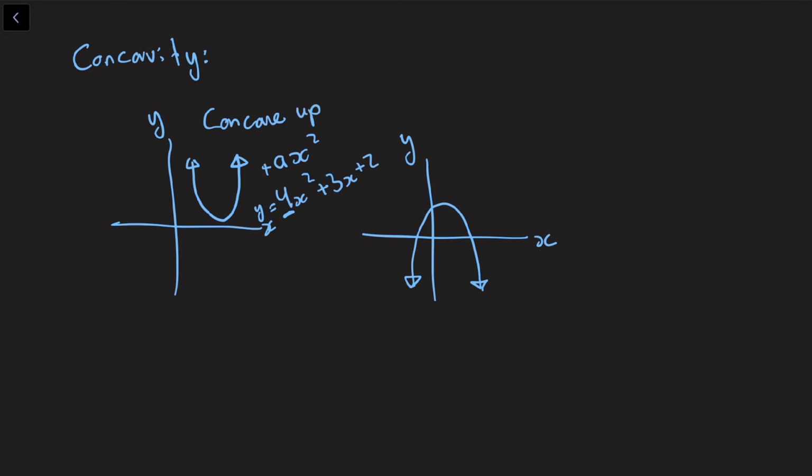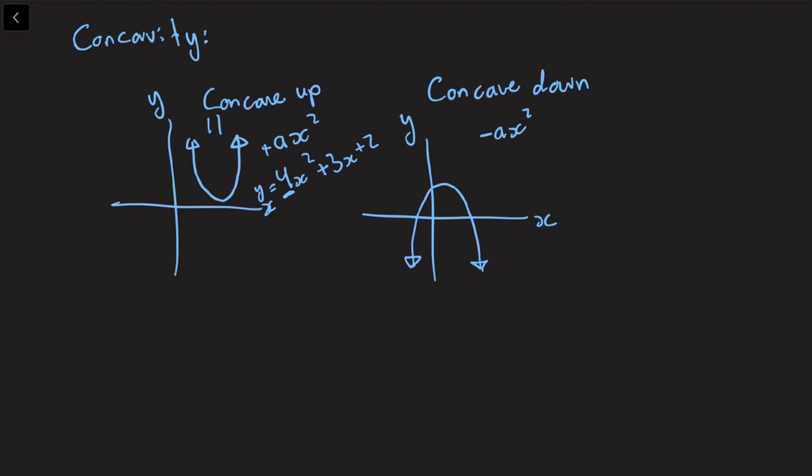However, when the a value is negative, it's concave down. How I like to think about this is when you're positive, you're happy, you can kind of see a smiley face right there. But when it's concave down, you're pretty sad, you're negative, you can kind of see a frown. So that's a way to memorize concavity in a quadratic.